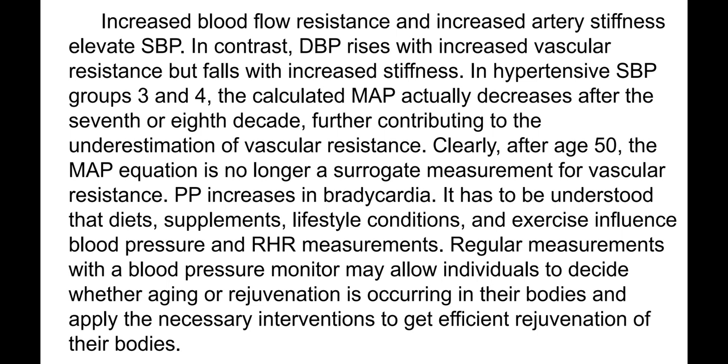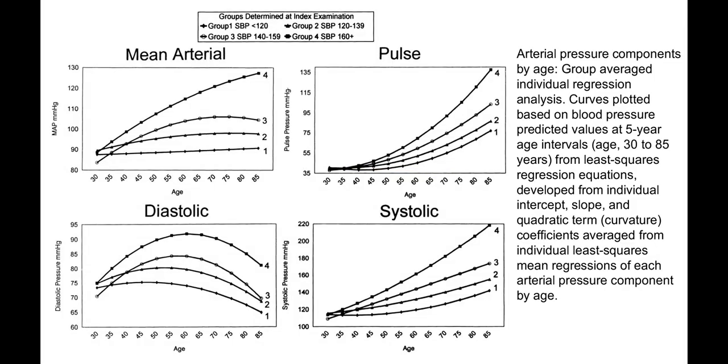Then again, clearly after the age of 50, the mean arterial pressure is no longer a surrogate measurement for vascular resistance. If your blood vessels are getting very resistant to blood flow, then this mean arterial pressure is not anymore a good biomarker of stiffness. You see, mean arterial pressure is saturating. It cannot be defined with age. Pulse pressure, yes, but here it is not a reliable measure.